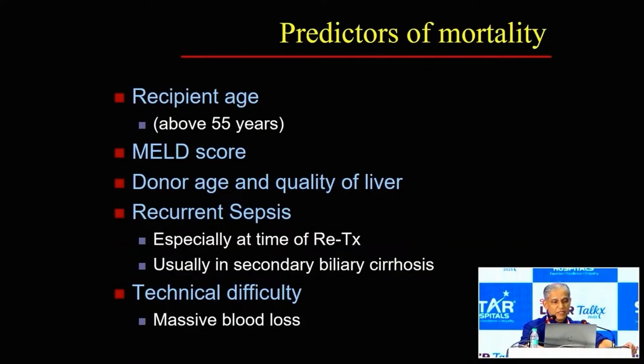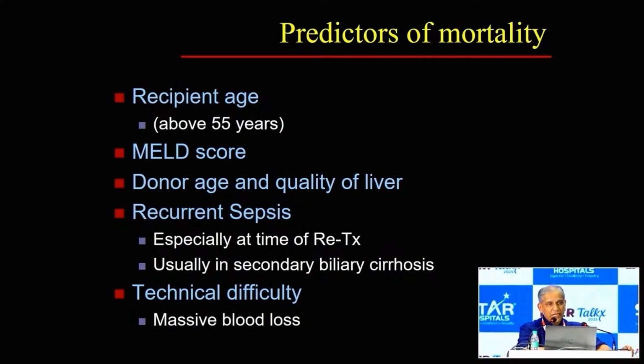And from multiple papers, the predictors of mortality: recipient age above 50 years, even donor age also is predictive. Higher MELD score, recurrent sepsis, particularly just close to the time of retransplantation. So always, if you're planning a late retransplant, make sure that the patient is not septic at all.